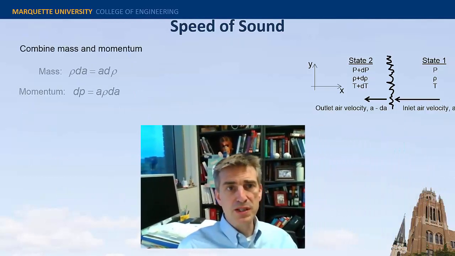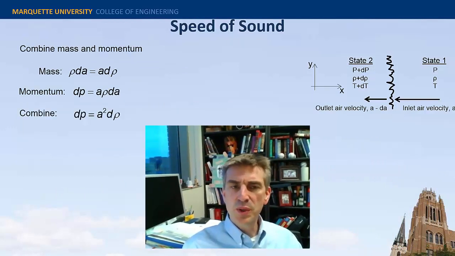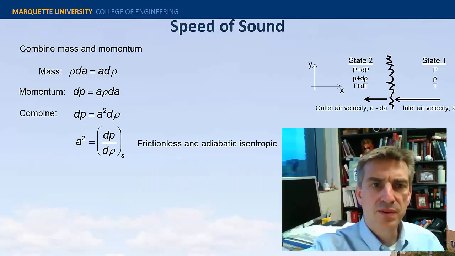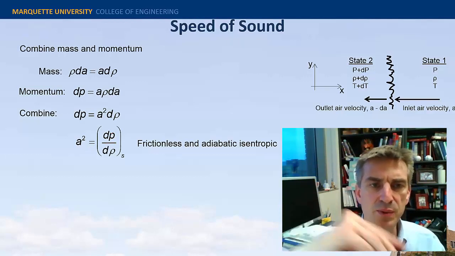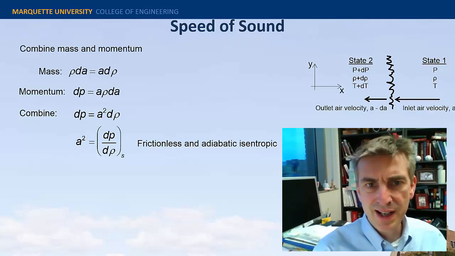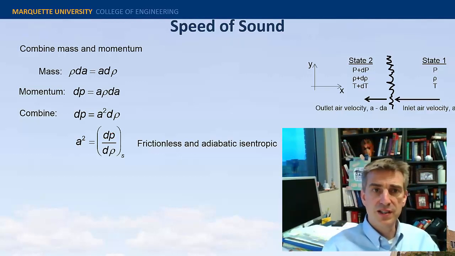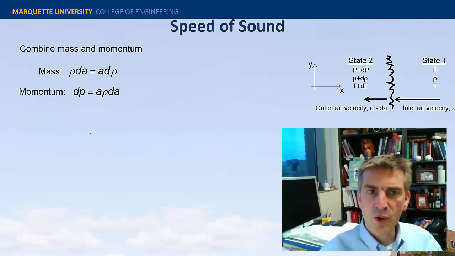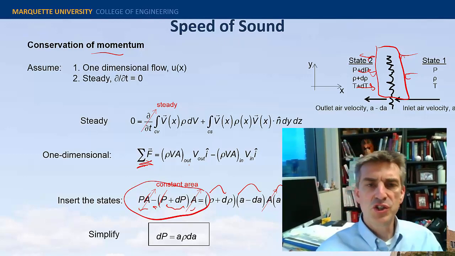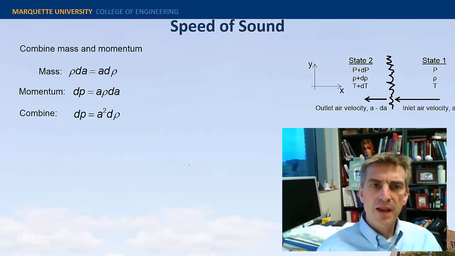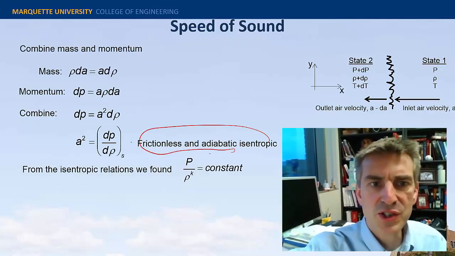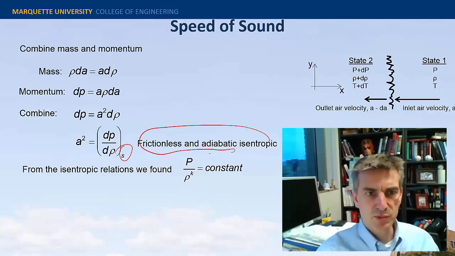So if we combine the mass and momentum equations, there they are. We combine those two, we'll get dP equals A squared d rho. We rearrange that to this little differential: A squared, the sound speed squared, is equal to the derivative of P with respect to rho. And I put the isentropic subscript S there because we did have to assume that it's frictionless. We had no other forces acting on our momentum equation. Back here, we just had pressure, no friction or shear stress. And we also assumed that it's adiabatic. So together, those two make it isentropic, so we're just tipping our hat to the isentropic assumption there.